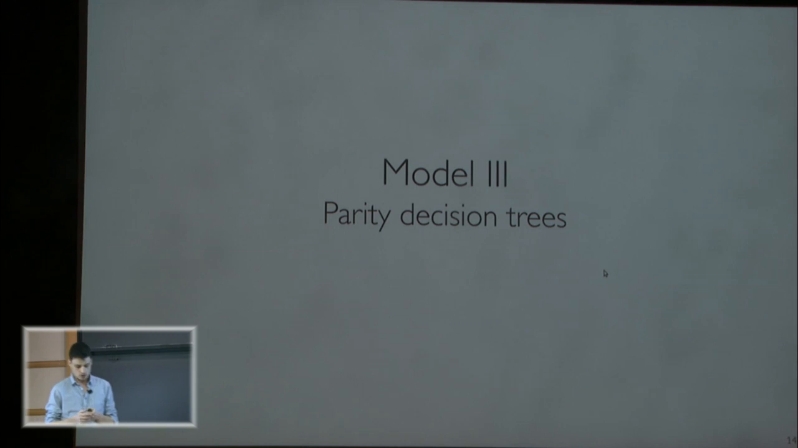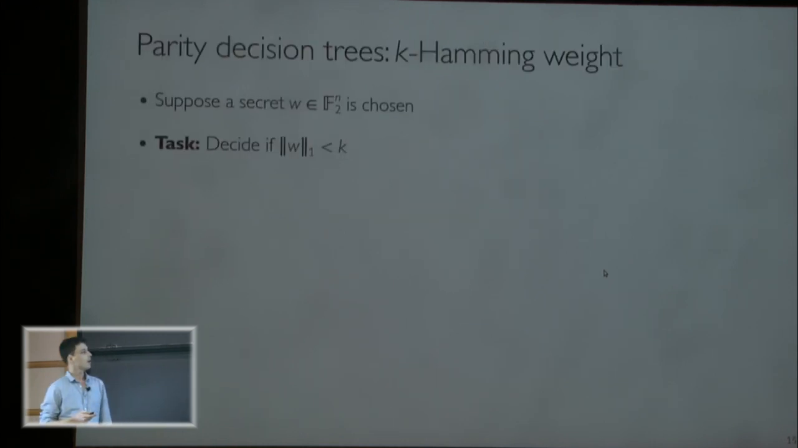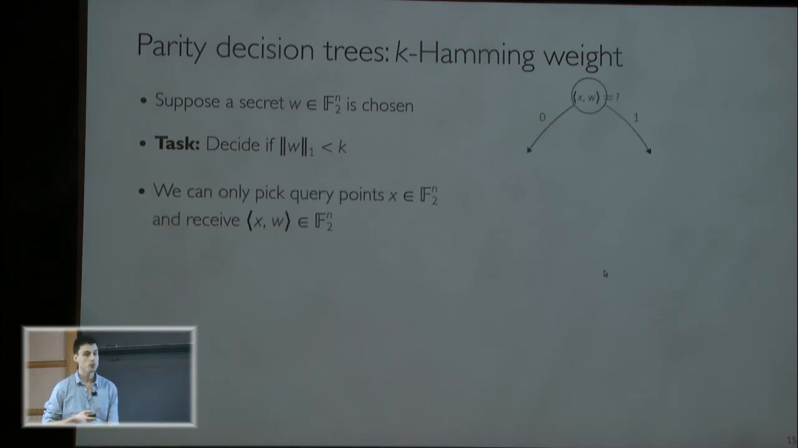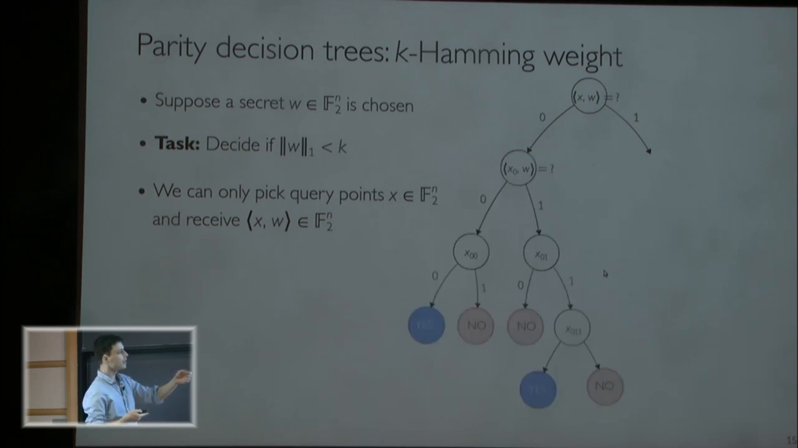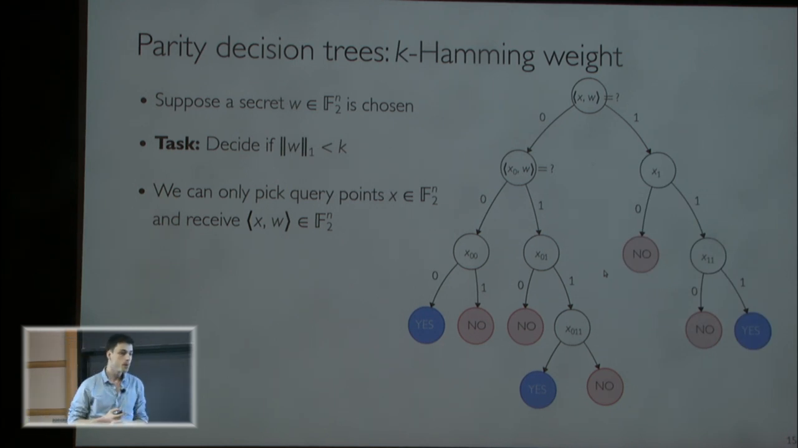OK, so let's go to our third model, parity decision trees. Suppose a secret w is chosen, and our goal is to decide if the Hamming weight is at most k. To be able to do so, we cannot just look at it, but we can only make linear queries. We can present a vector x and get the inner product mod 2. Depending on the answer, we get to choose another x and get the inner product again and again. And eventually, we are supposed to say, yes, the Hamming weight of w is at most k, or no, the Hamming weight of w is more than that.